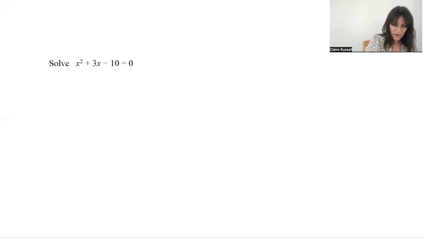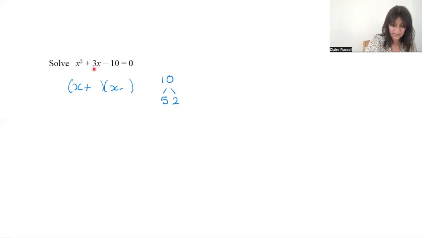Okay, so we've got 1, 2, 3 terms. 3 terms is 2 brackets. Drop the x, do the signs. We've got pos neg, so it's going to stay pos neg. And then we look at the number 10. What multiplies to make 10? 5 and 2. 5 and 2 is a combination.